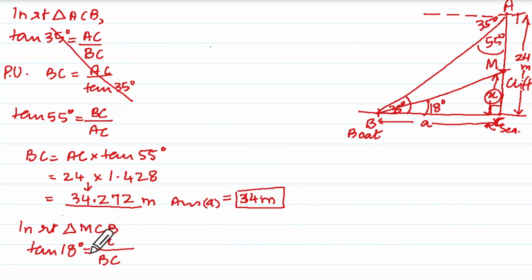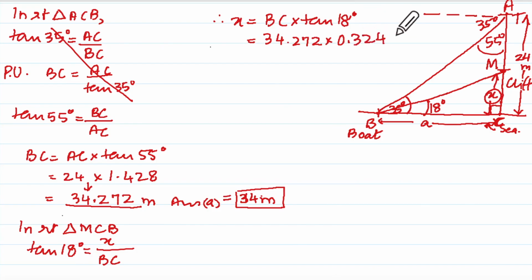Understanding? But when we look at this, x will be equal to tan 18 into BC. Do you have the tan table? You will write 34.272 multiplied by tan 18, which is 0.3249. Now can you see, this is going to be an irritating calculation. If you don't complete this multiplication, a maximum of 1 mark will go.